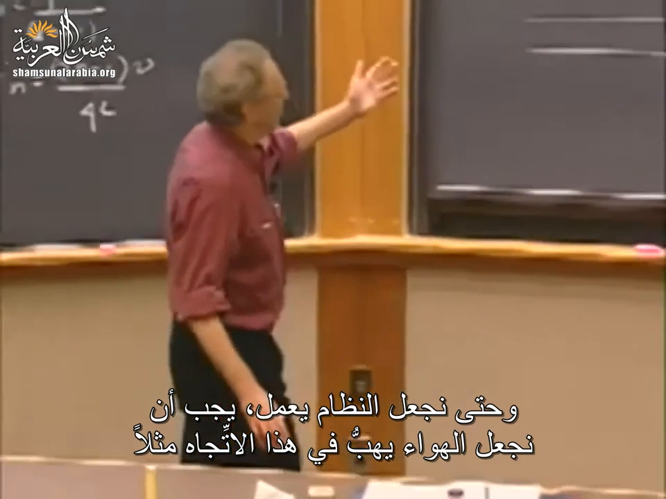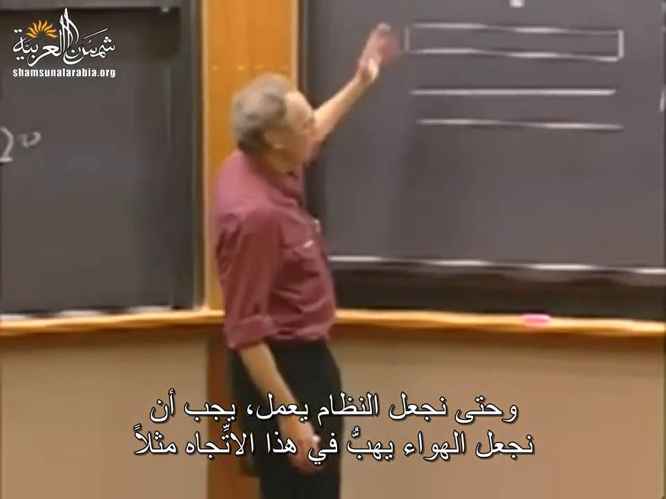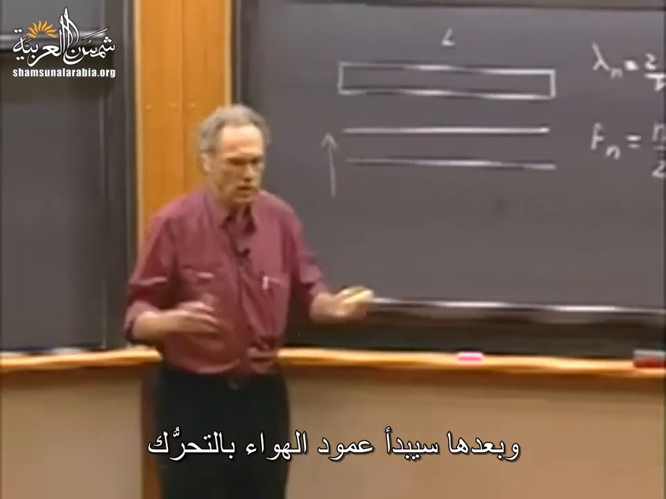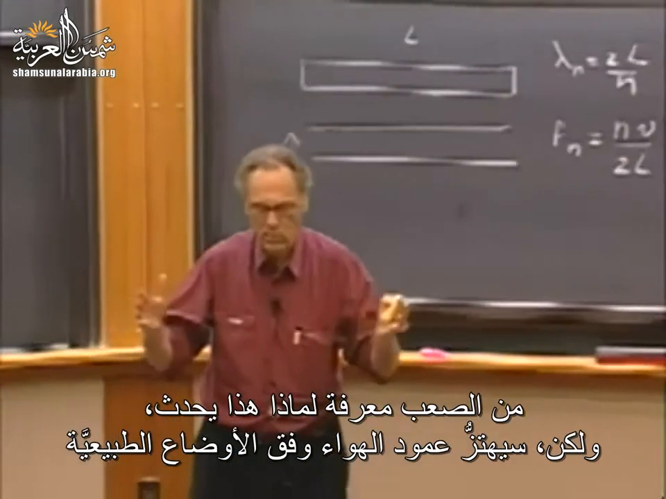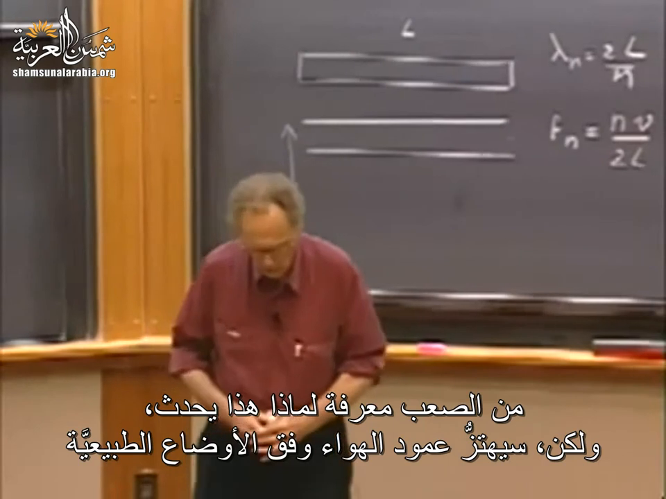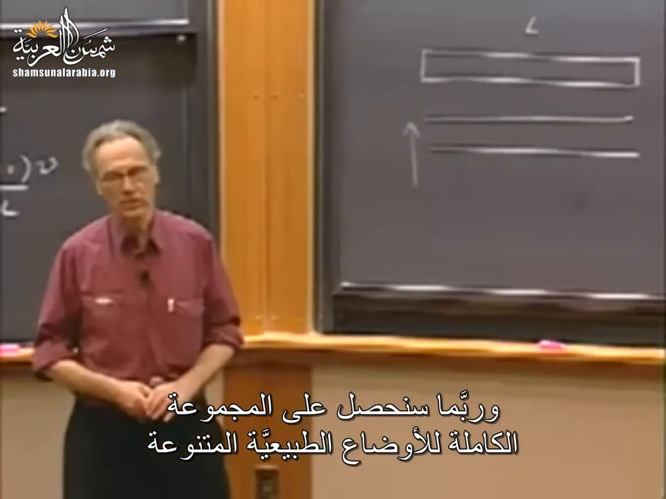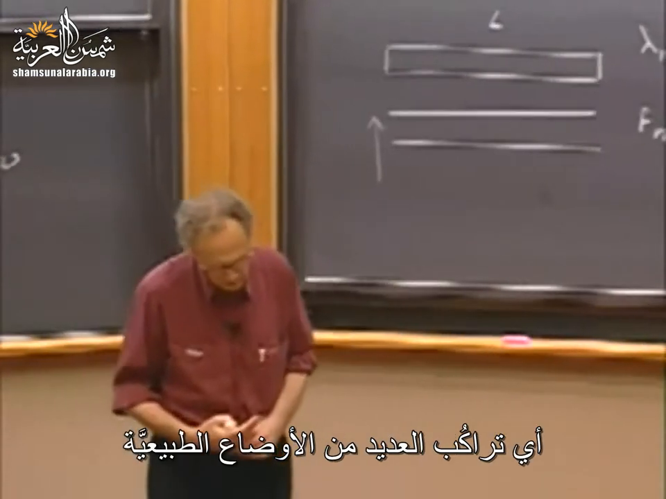So the way you get the system going, you must somehow blow air past, maybe in this direction or so, and then the column starts to excite. It's very hard to see why that happens, but then the column gets into normal modes, and you may get a whole collection of various normal modes, a superposition of many normal modes.